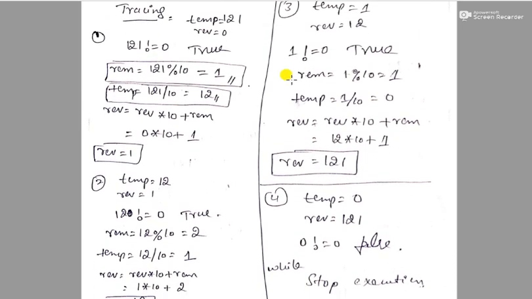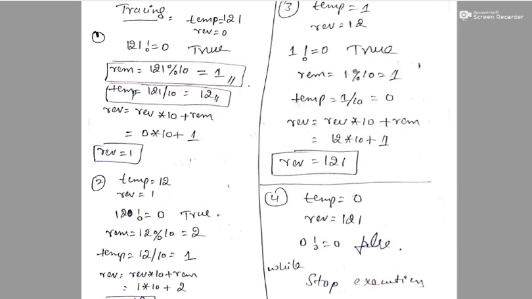So for the second iteration, what's the temp value now? Temp value is 12. You have to consider this value, not that value. After calculating what output we get, that value you have to consider for the next iteration. Temp value is 12, reverse value is what? In the first iteration temp value was 121 and reverse value was 0, but in the second iteration temp value is 12 and reverse value becomes 1. So next we have to check the condition.